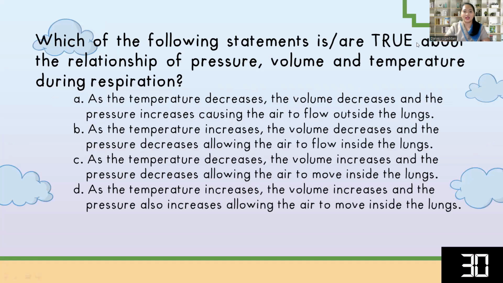Question number 17. Which of the following statements are true about the relationship of pressure, volume, and temperature during respiration? Is it A, as the temperature decreases, the volume decreases, and the pressure increases, causing the air to flow outside the lungs? B, as the temperature increases, the volume decreases, and the pressure decreases, allowing the air to flow inside the lungs? C, as the temperature decreases, the volume increases, and the pressure decreases, allowing the air to move inside the lungs? Or D, as the temperature increases, the volume increases, and the pressure also increases, allowing the air to move inside the lungs? Please key in your answer in the comment section.